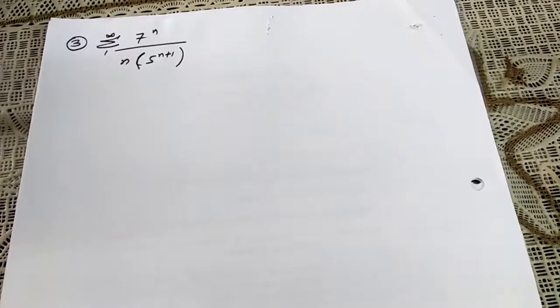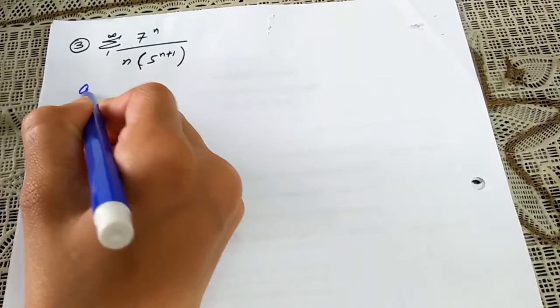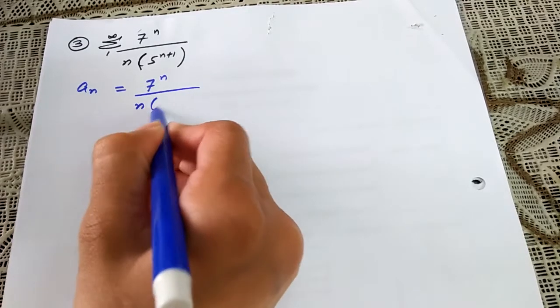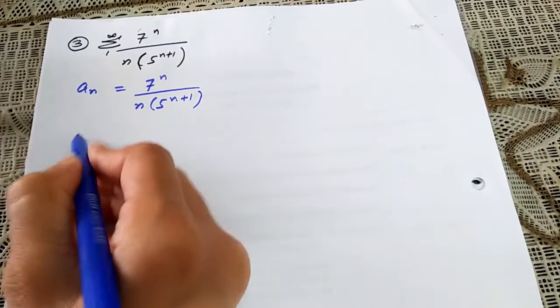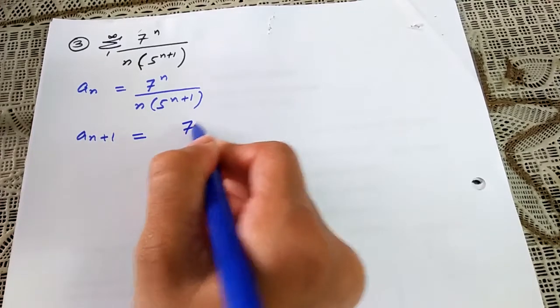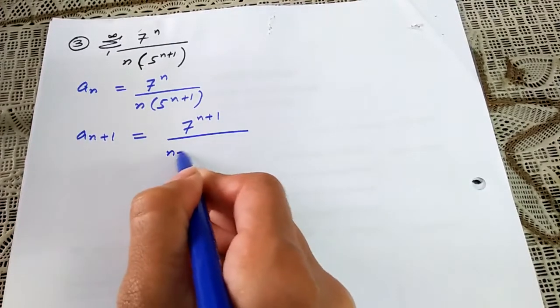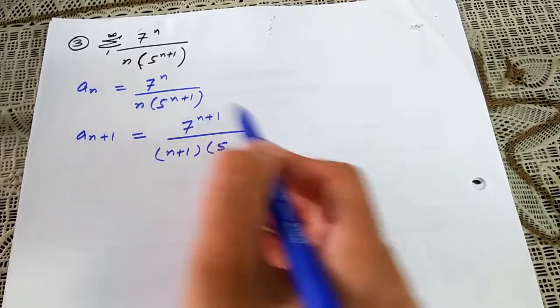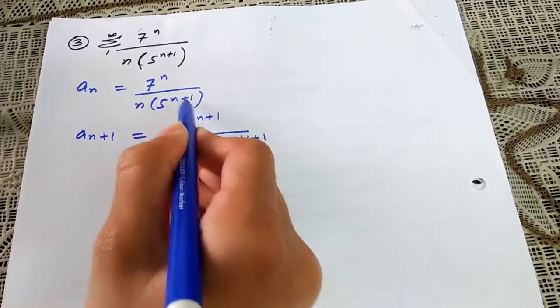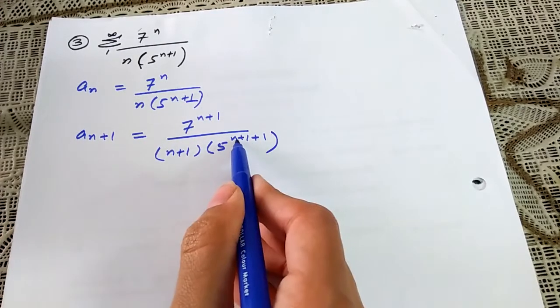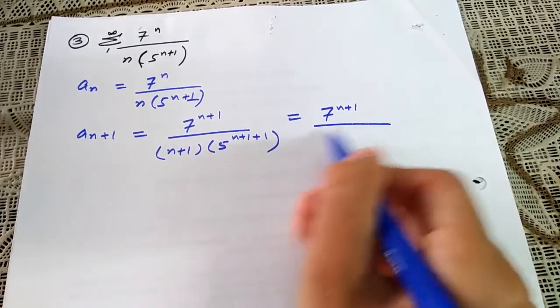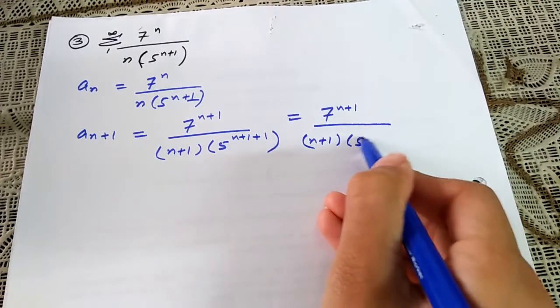You will get question number 3. Here an is this whole term. An equals 7 raised to power n over n into 5 raised to power n plus 1. And an plus 1 becomes 7 raised to power n plus 1 divided by n plus 1 into 5 raised to power, here you will put n plus 1 and this plus 1 as it is. So you get 5 raised to power n plus 2.